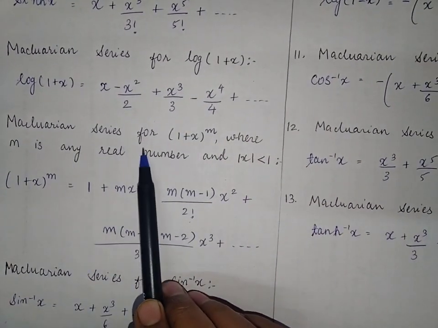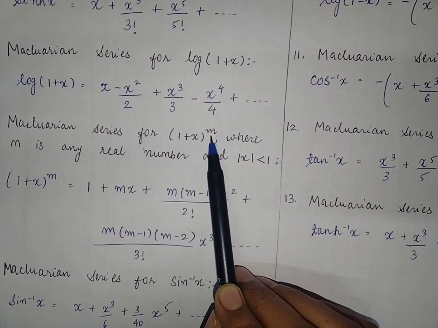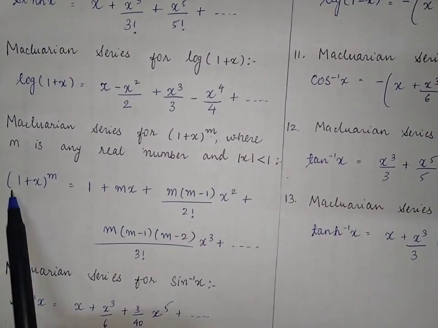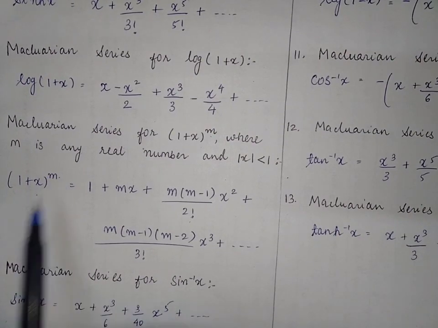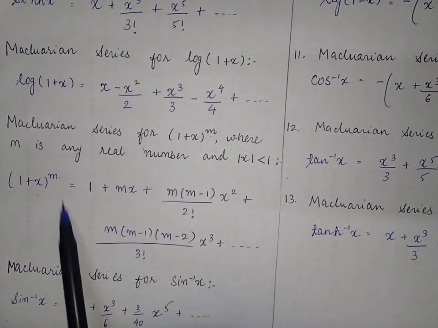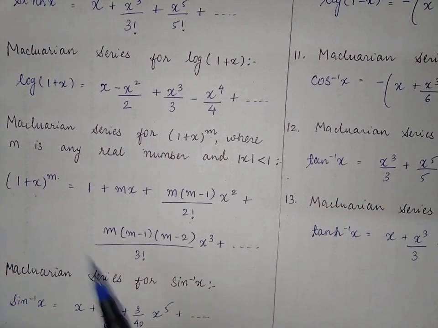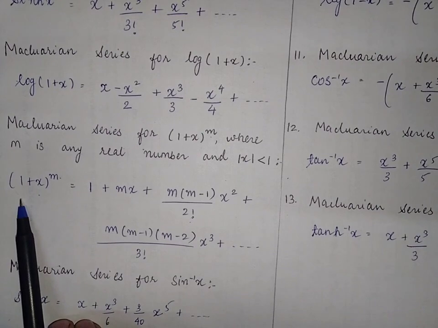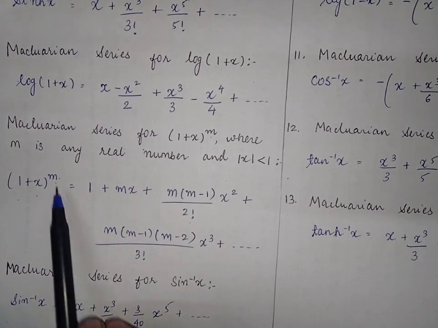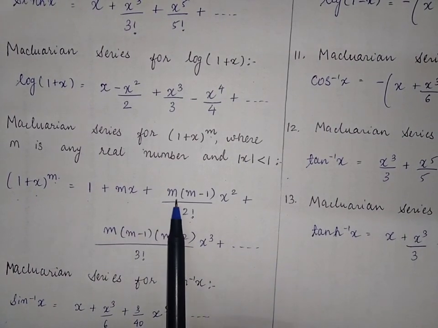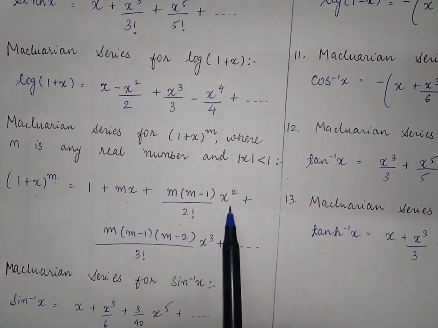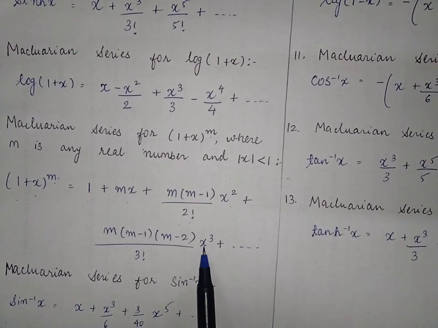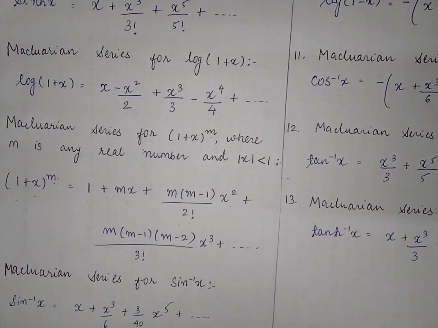Now Maclaurin series for 1 plus x raised to m, where m is any real number and modulus of x is less than 1. For example, if 1 plus x raised to 2 is given, you can directly put it into the standard expansion and write the answer. So you have to remember the standard expansion of 1 plus x raised to m, that is 1 plus mx plus m into m minus 1 by 2 factorial into x square plus m into m minus 1 into m minus 2 by 3 factorial into x cube and so on.